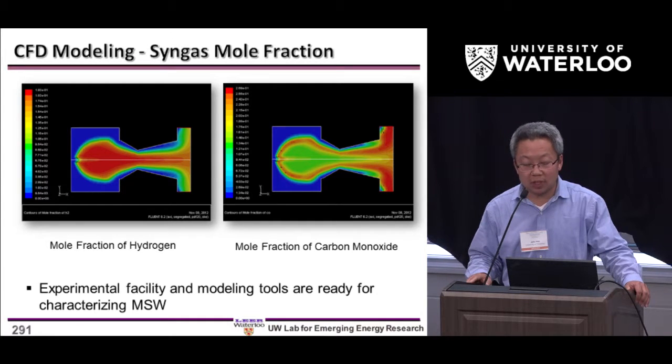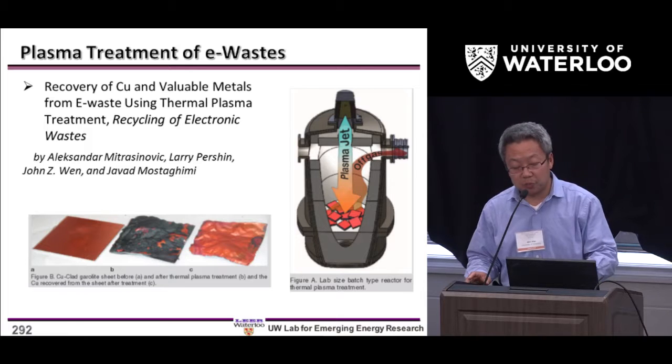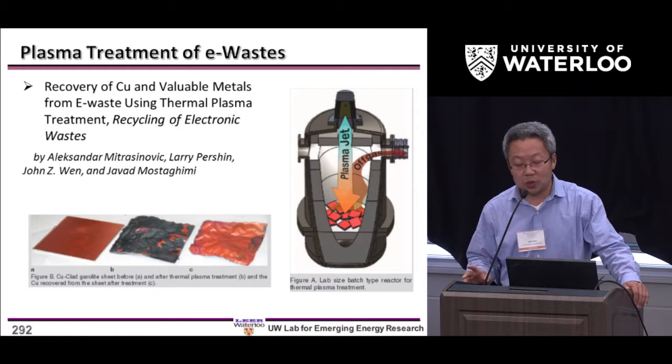So we work with Professor Javad Mostaghimi from Toronto. We look at how to use a very powerful plasma torch in order to process e-waste. The bottom three figures show that if you use a plasma to treat the copper on some plastic or polymer, then you can fully recover the copper from that material.